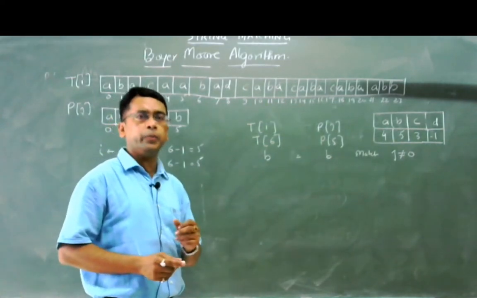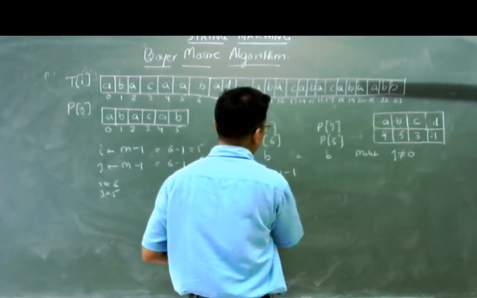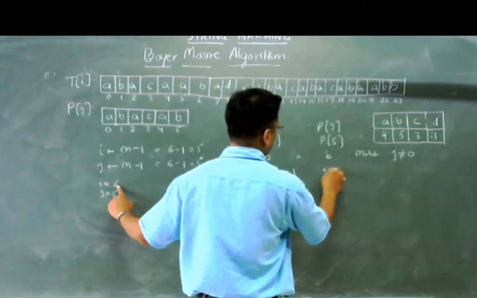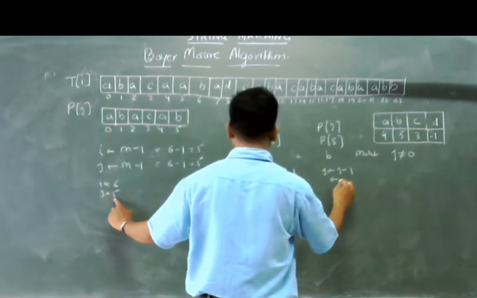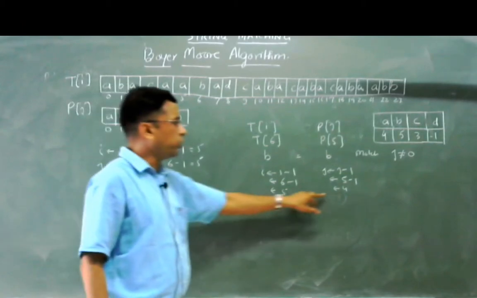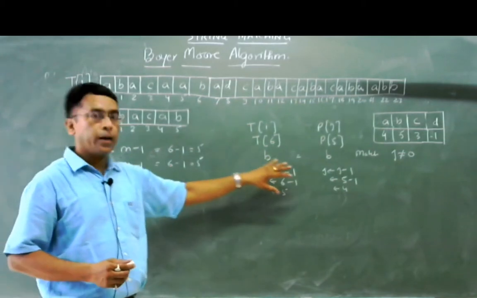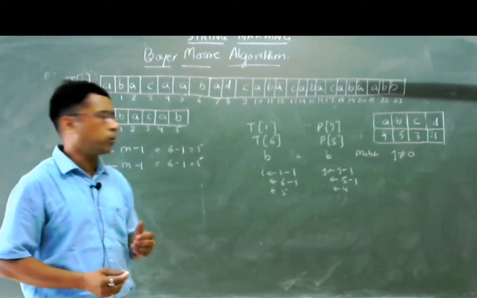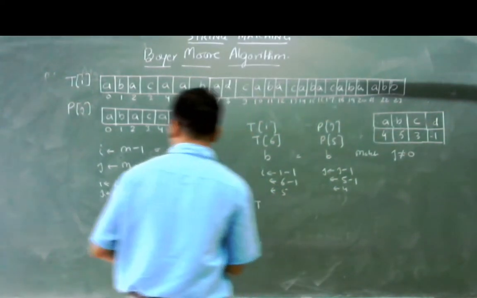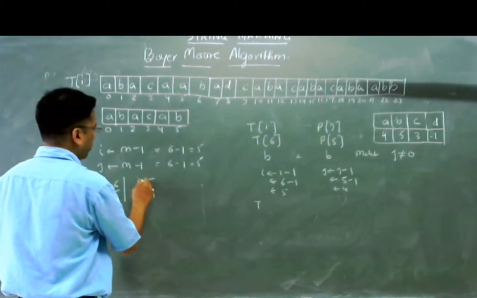So I and J values would be decreased by 1. So I would be equal to I minus 1, means I was 6, 6 minus 1, 5. And J would be equal to J minus 1, equal to 5 minus 1, so that would be 4. So the new set of values would be I is equal to 5 and J is equal to 4. Now we shall compare whether these two values are same or not.